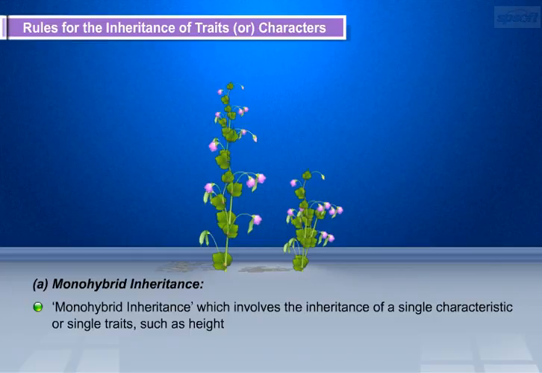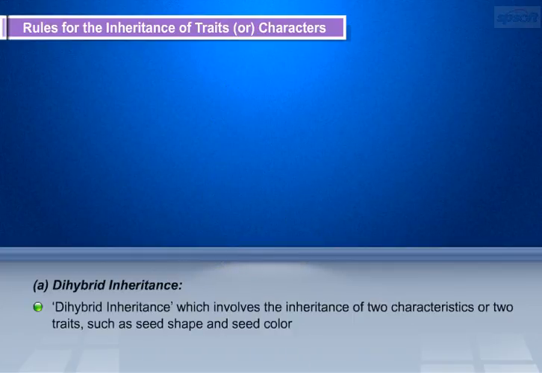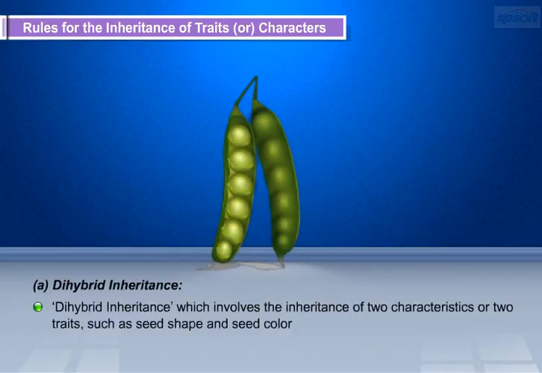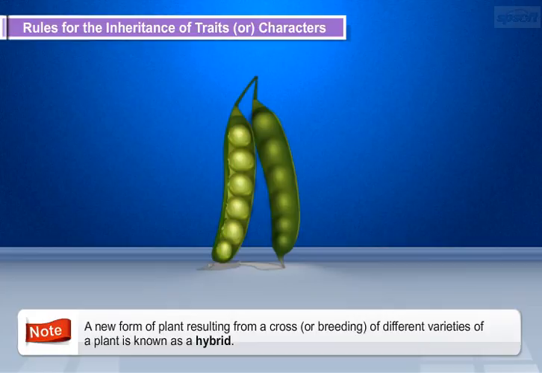For example, tall and short plants were crossed. Dihybrid inheritance. Dihybrid inheritance involves the inheritance of two characteristics or two traits, such as seed shape and seed color. For example, shape and color of seeds were crossed. Here we should note that a new form of plant, resulting from a cross or breeding of different varieties of a plant, is known as a hybrid.